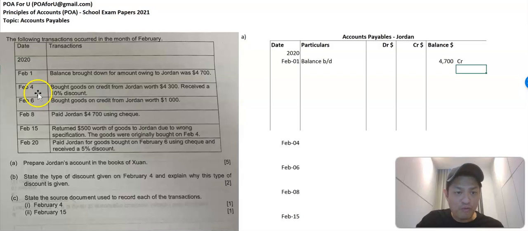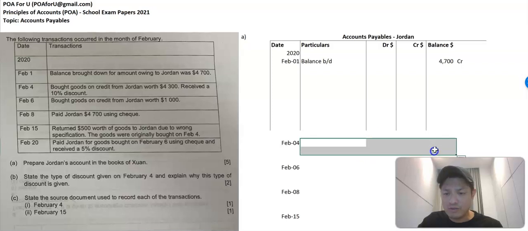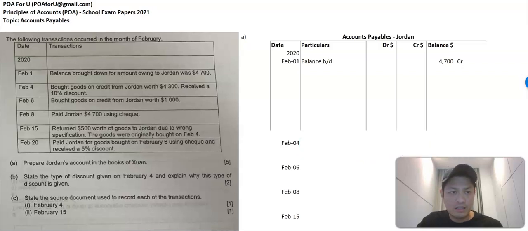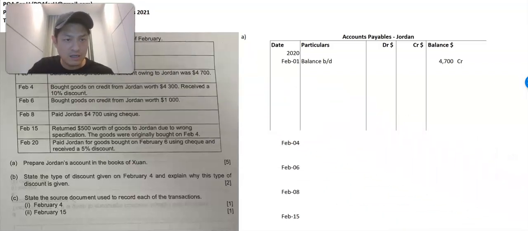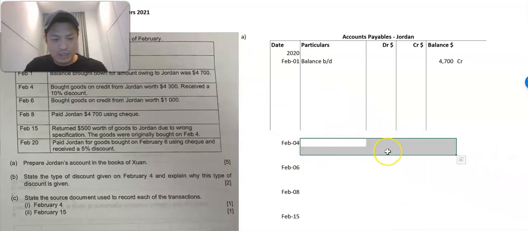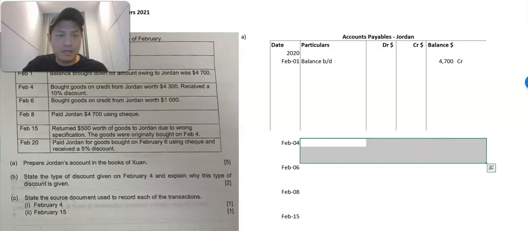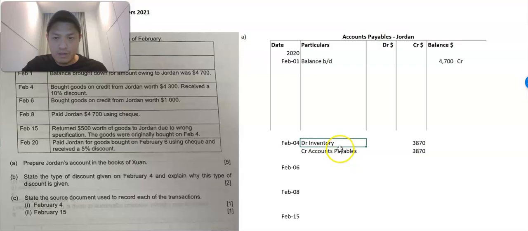So February 4th, what happened? Shen bought goods on credit from Jordan worth 4,003, and he received a 10% discount at the same time when he bought it. Okay, so let's look at the double entry first. The double entry in this period is debit inventory of 3,780 and credit accounts payable 3,780.